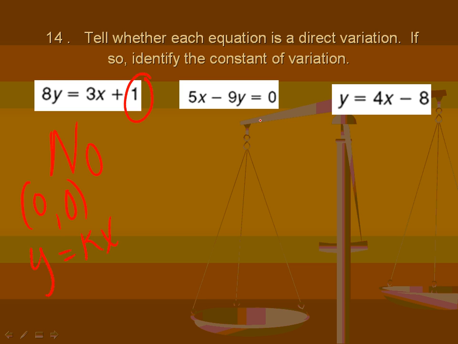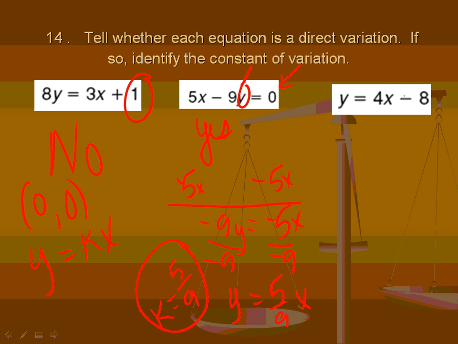The middle problem, I need to notice that there is a 0 right there. That is direct variation, and now I need to solve for y. So I'm going to minus 5x from both sides, and I get negative 9y equals negative 5x. Divide both sides by negative 9, and y is equal to 5/9 x. The constant of variation is 5/9.